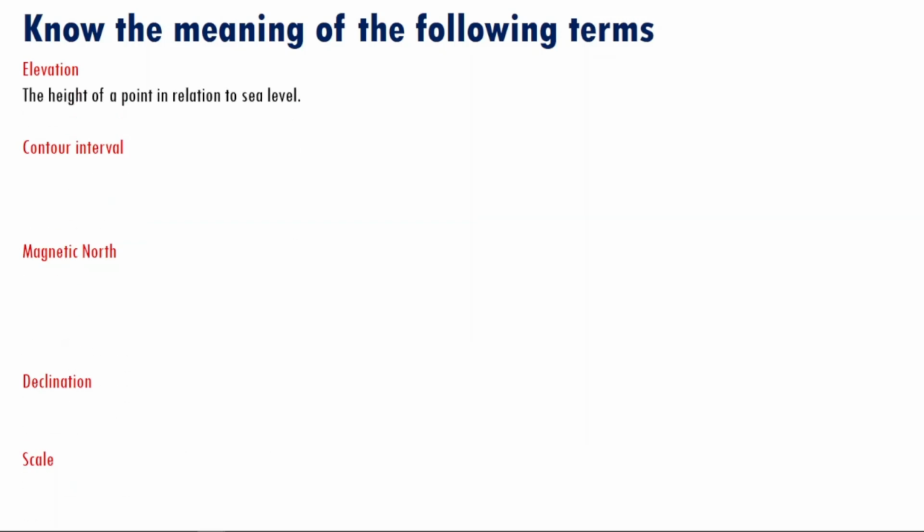What is elevation? Elevation is simply the height of a point in relation to sea level. Most airports are built at sea level, but in some cases airports are built on a mountain top, like Gibraltar Airport. So you have to know the elevation. Pilots have to know their elevation, how high they are relative to the ground.